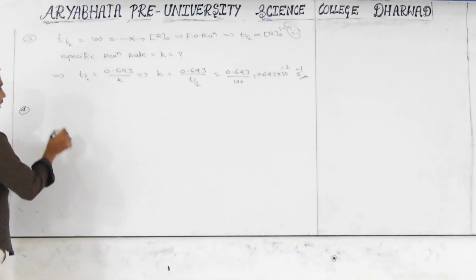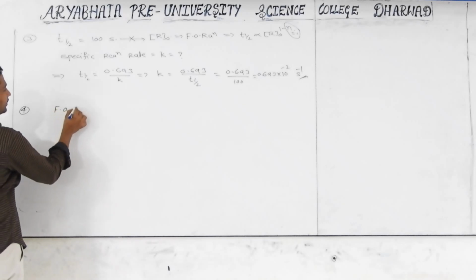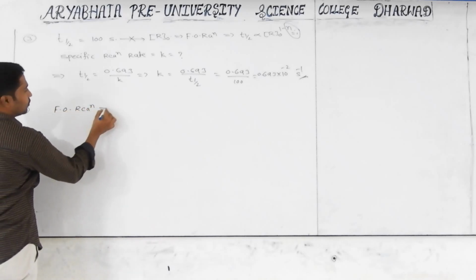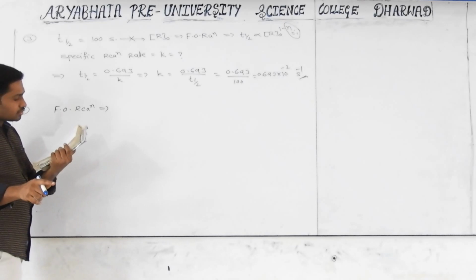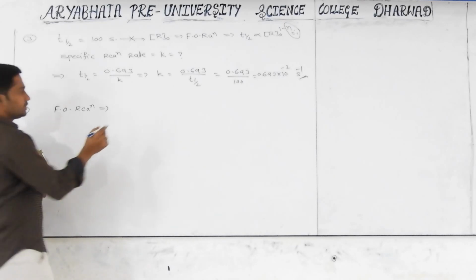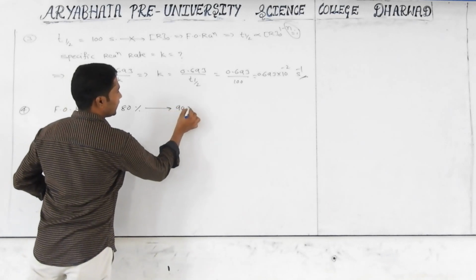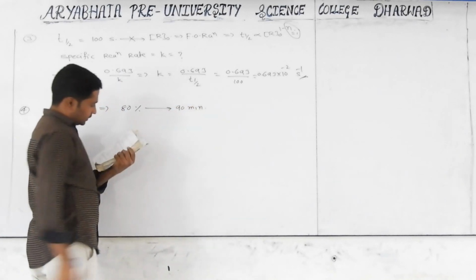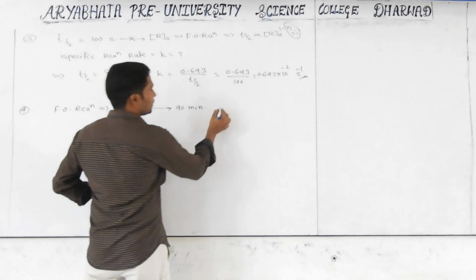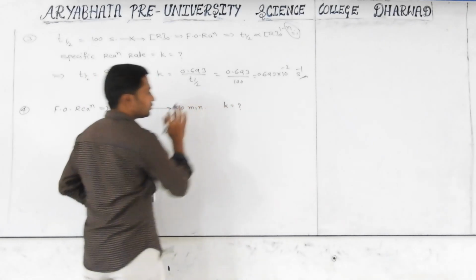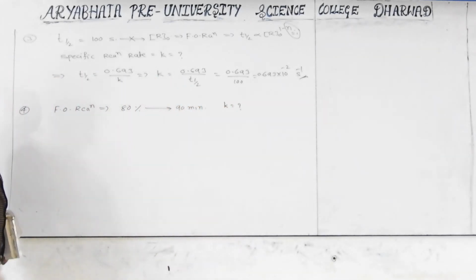A first order reaction. He mentioned it is a first order reaction. Okay. 80% of the reaction is completed in 90 minutes. Then he is asking how much the rate constant of the reaction is. This model is very important. Okay, you have a first order reaction. 80% of the reaction is completed in 90 minutes. Then what is the rate constant value?